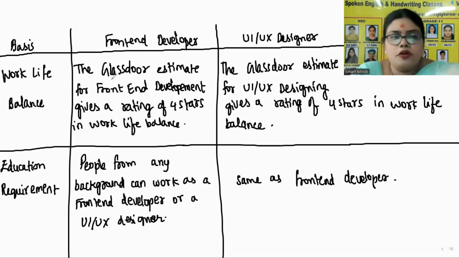So now moving on to the work-life balance. The Glassdoor estimate for front-end developer gives a rating of 4 stars in work-life balance. And the Glassdoor estimate for UI UX designing gives a rating of 4 stars in work-life balance. And coming to education requirement, people from any background can work as a front-end developer or a UI or UX designer.